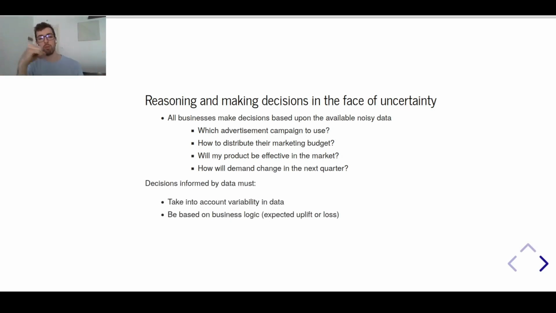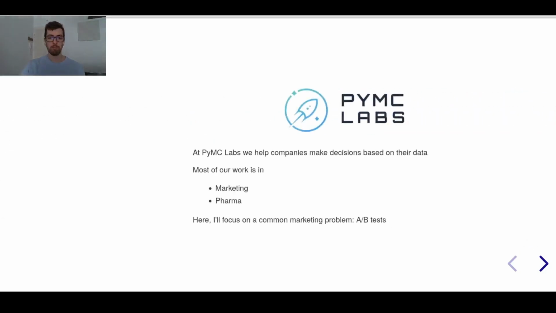So what's the expected uplift if you choose to deploy one advertisement instead of the other, or what's the expected loss if you miss a shipment of equipment or you plan your inventory incorrectly?